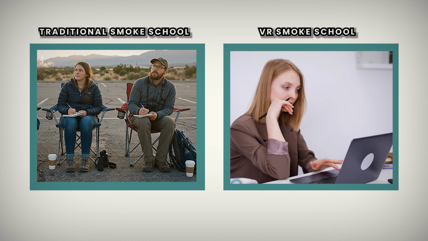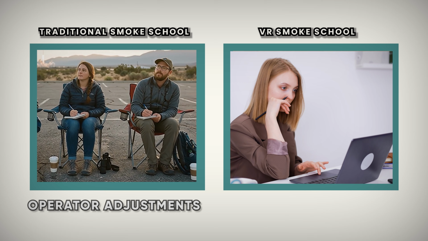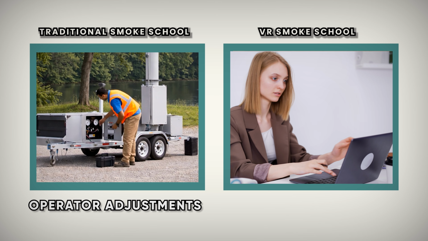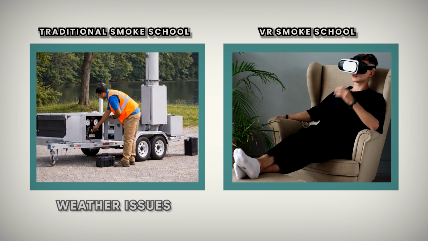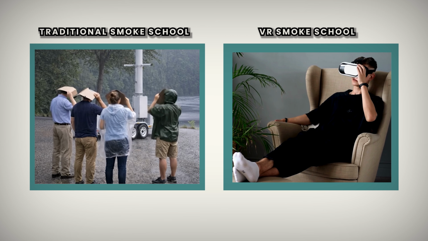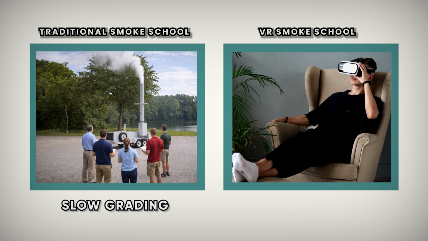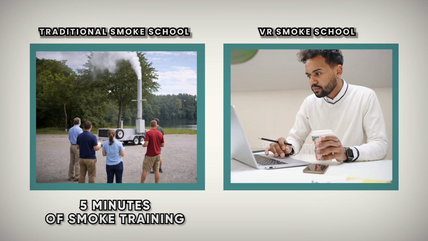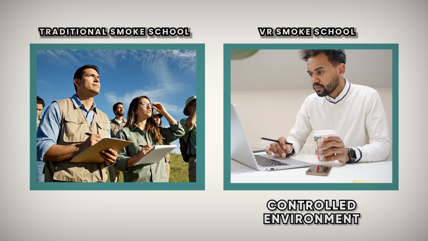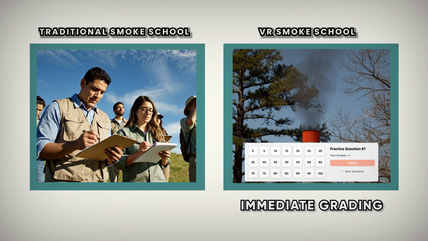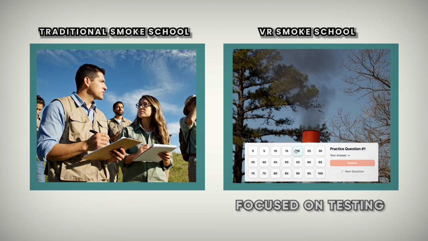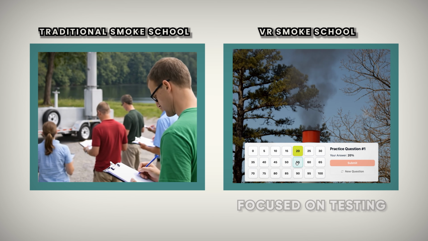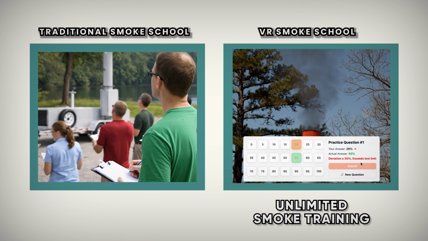One of the biggest differences you'll notice is how efficient the process is. At traditional smoke school, an average test run takes 90 minutes. Most of the test time is spent waiting on operator adjustments to the smoke generator, weather conditions, and test grading. Actual smoke observation time is less than 5 minutes for each test run. With the VR Smoke School program, those external variables are removed, allowing you to focus entirely on training and testing. As a result, an entire visual test run can typically be completed in less than 30 minutes.